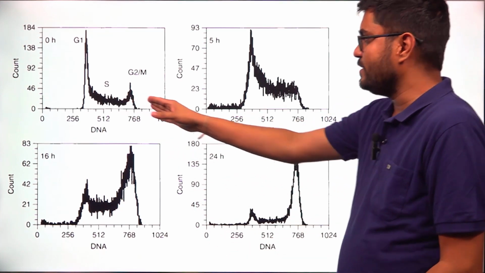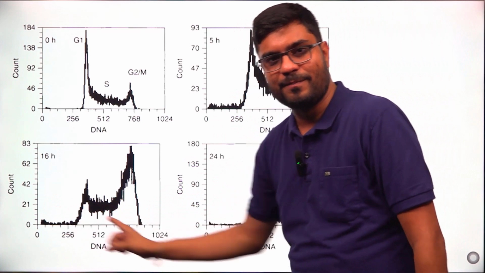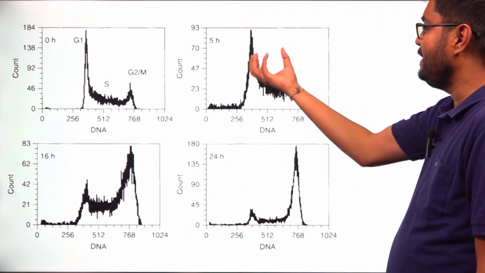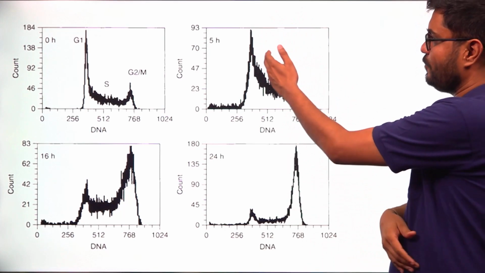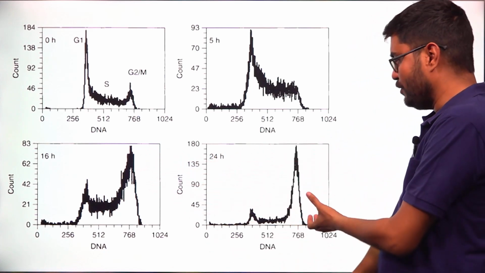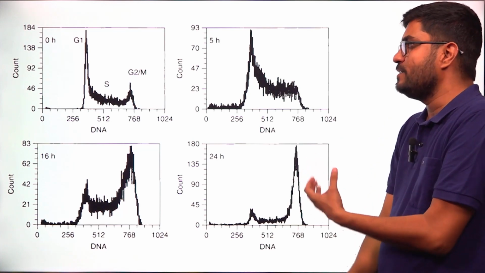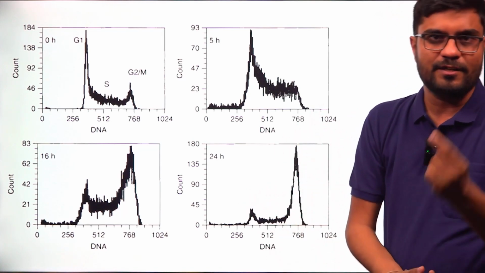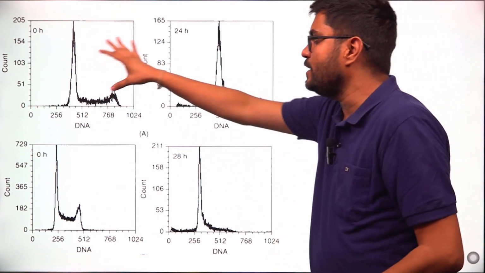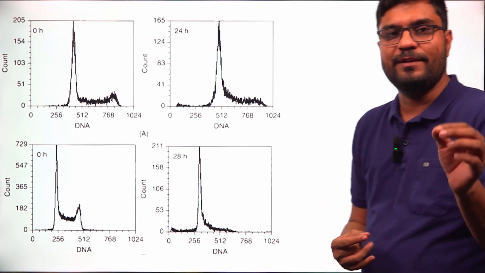At 0 hours, all three phases are there. At 5 hours, you can see some cells are dying also. They are undergoing apoptosis, right? Then you can see that the intensity or sharpness of the peak for G1 is decreasing, and S is decreasing. Cells are accumulating in G2, and finally you have a sharp peak defining G2. So you can say that this particular drug is what? A G2 blocker.